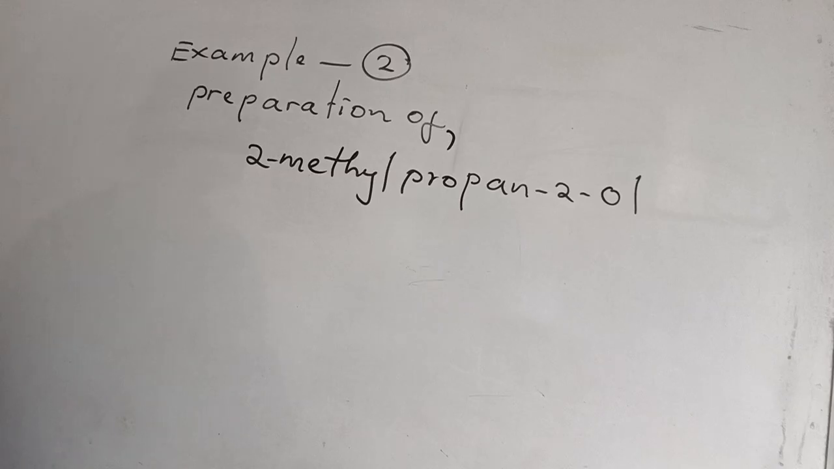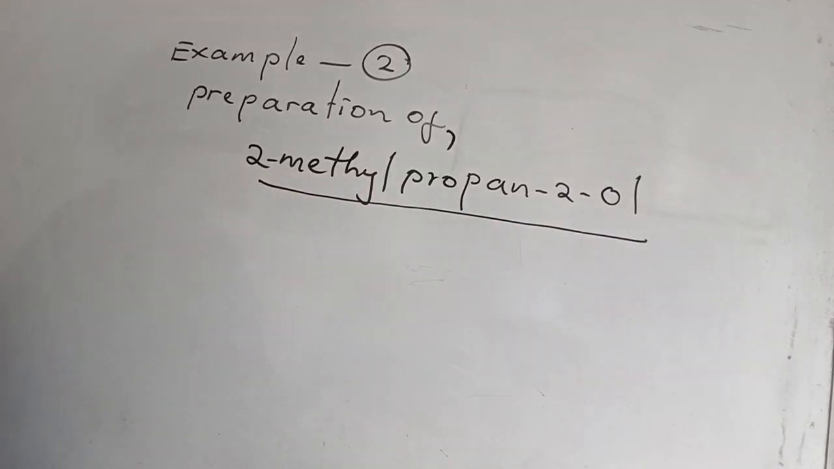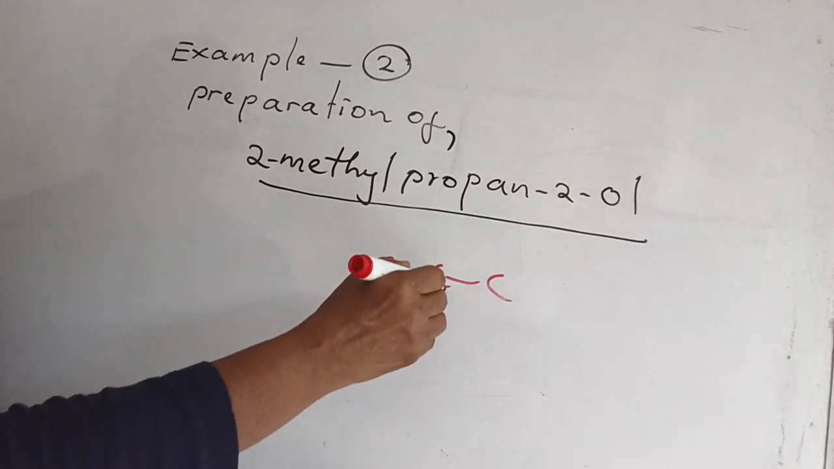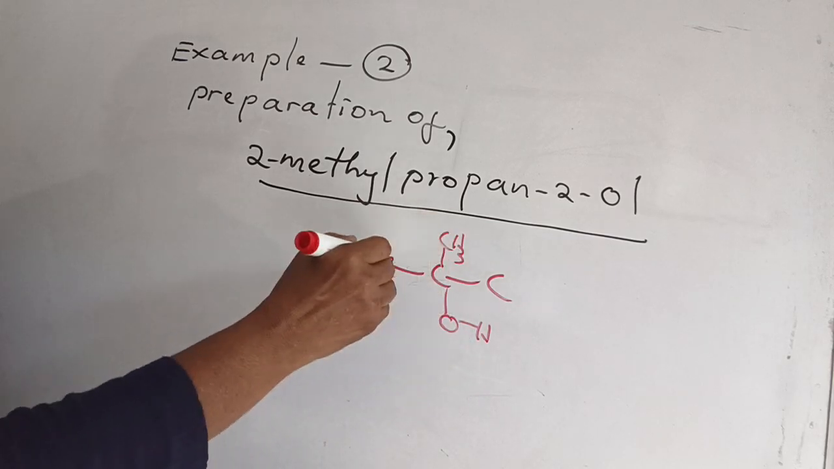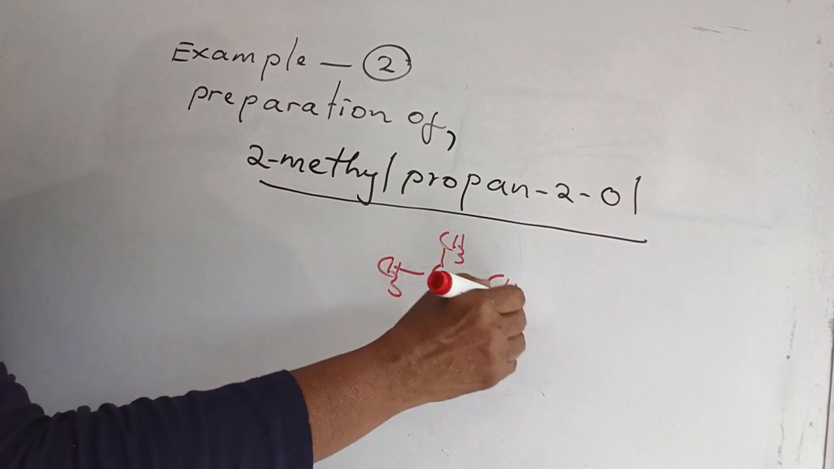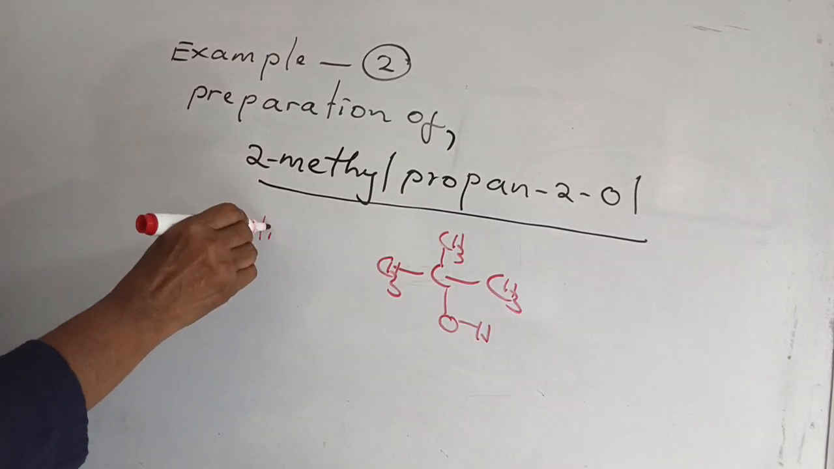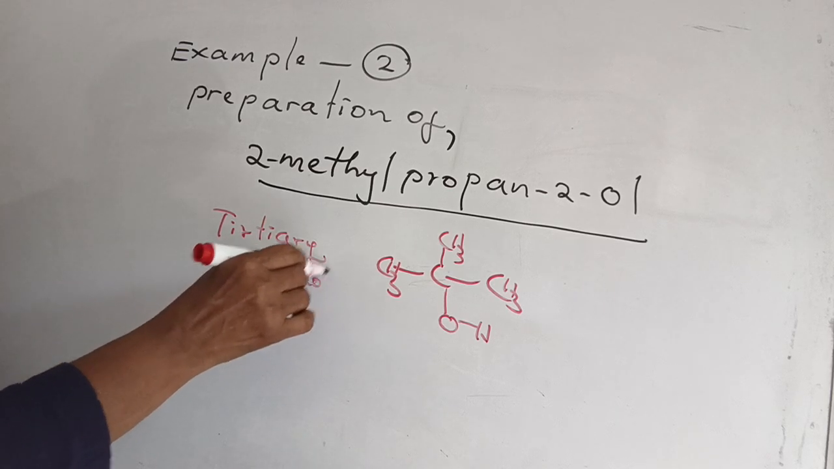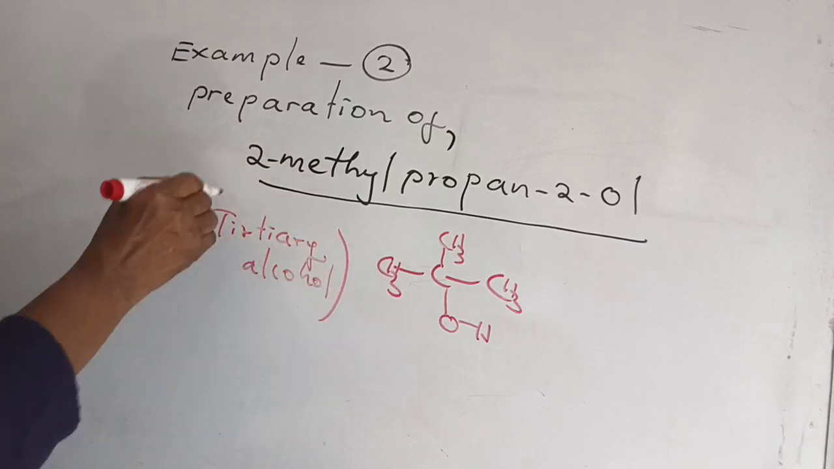If we need to design the pathway to 2-methylpropan-2-ol, which is a tertiary alcohol, obviously it is propanol, so there should be 3 carbons, and the number 2 carbon has the OH and the 2-methyl, so there should be a methyl group. Once you start writing, you can identify it's a tertiary alcohol. To obtain the tertiary alcohol, obviously we need a ketone.